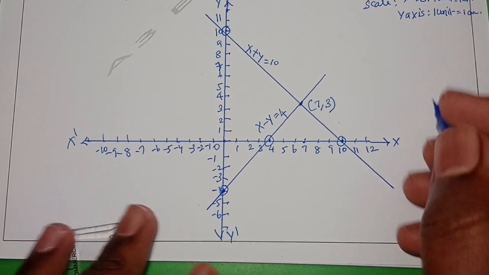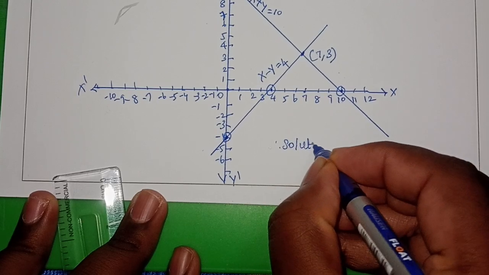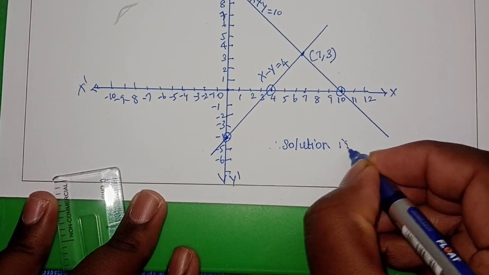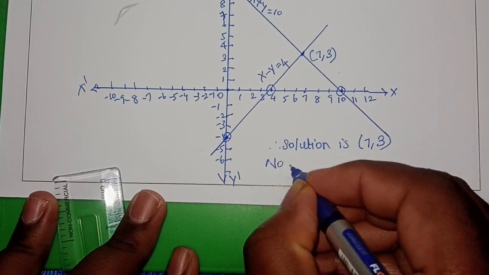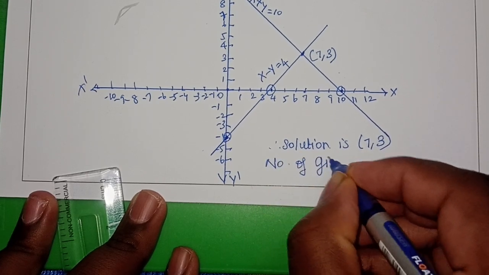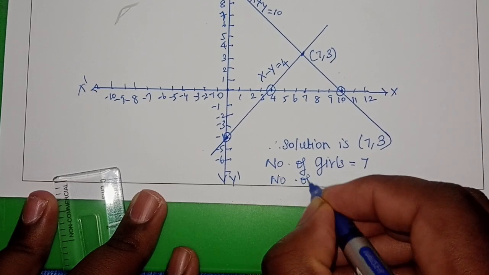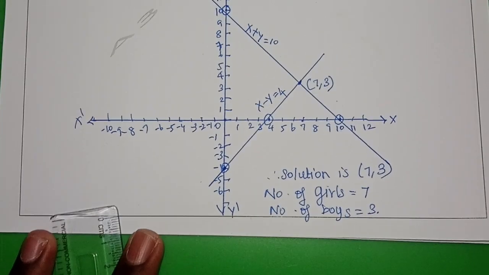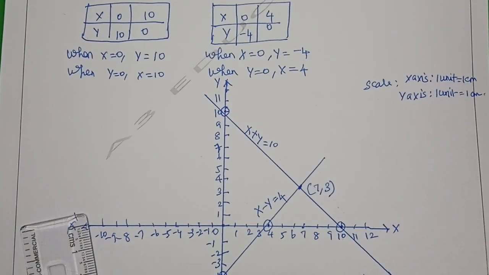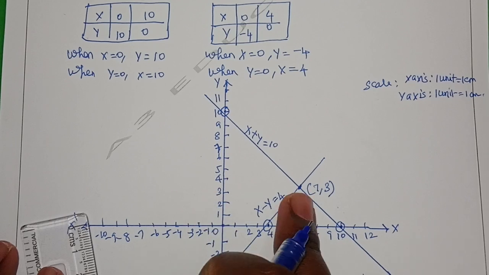Therefore, the solution is 7, 3. Therefore, the number of girls is equal to 7, the number of boys is equal to 3. Okay, the first subdivision gets over here.